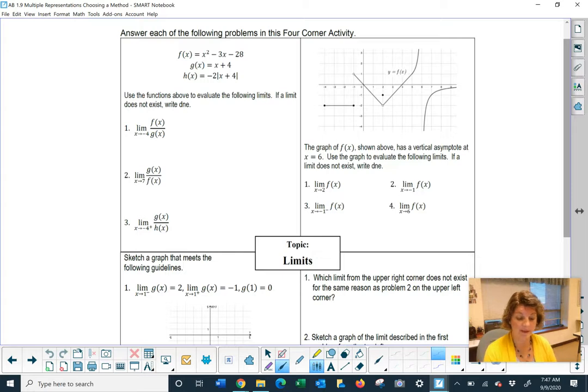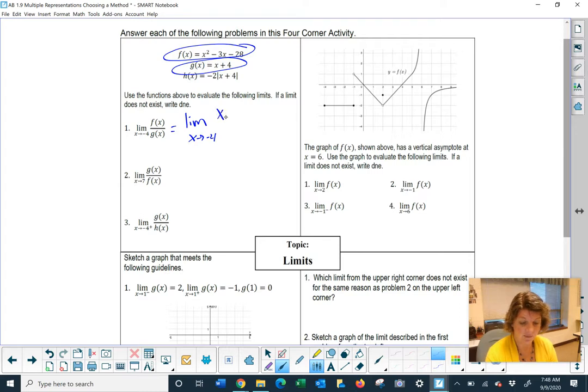So on number 1, it's asking us to find the limit as x approaches -4 of f of x over g of x. So I'm just going to go up above and I find f of x and I find g of x. And I notice that g of x, which is on the bottom, will be discontinuous at -4 since -4 is not part of the domain. So I think what I want to do is approach it from a factoring technique.